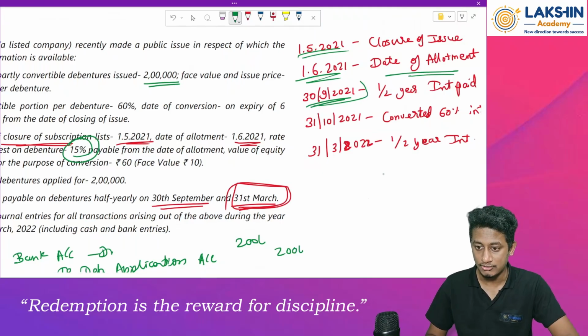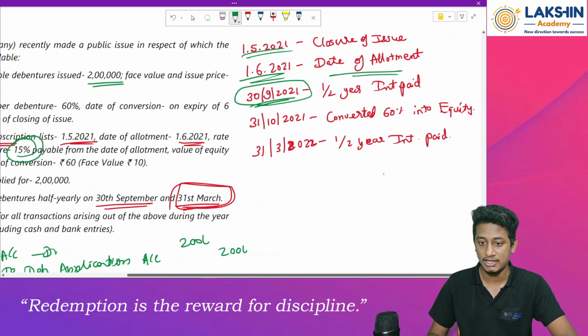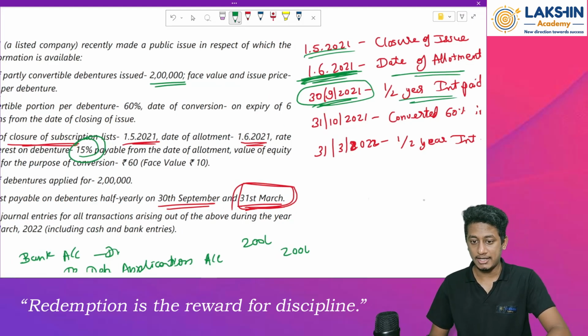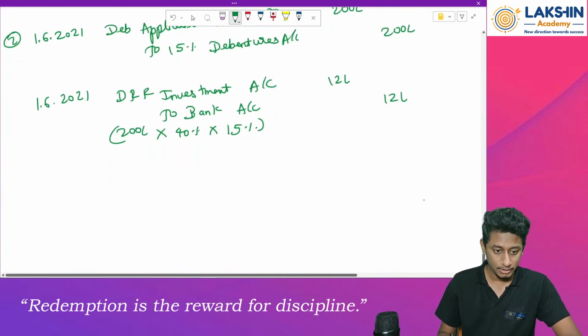Next, after this, again what? Now let's go for the interest part, because all the entries up till 1/6 are done. So now interest is to be paid. First year interest to be paid, right? So on what date?